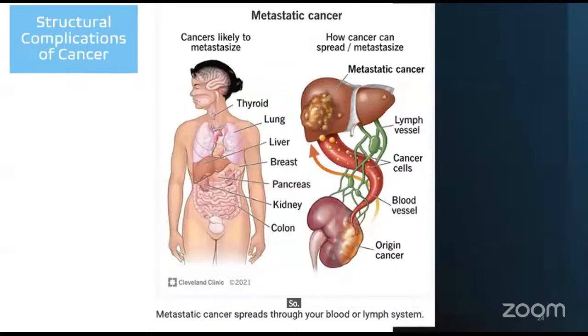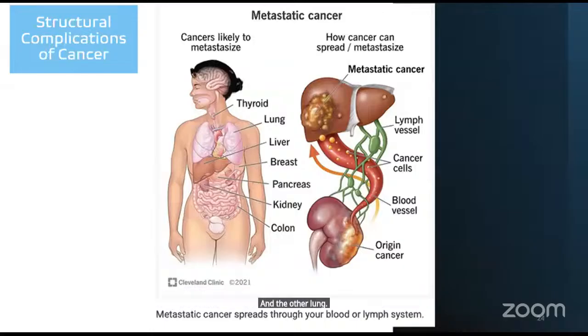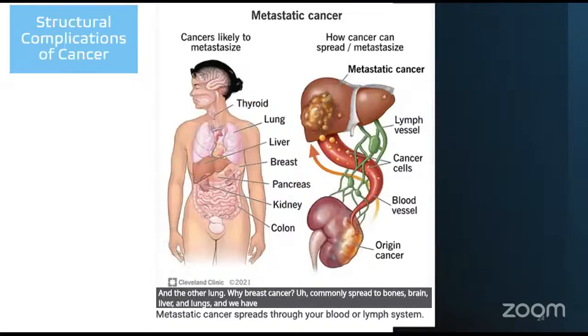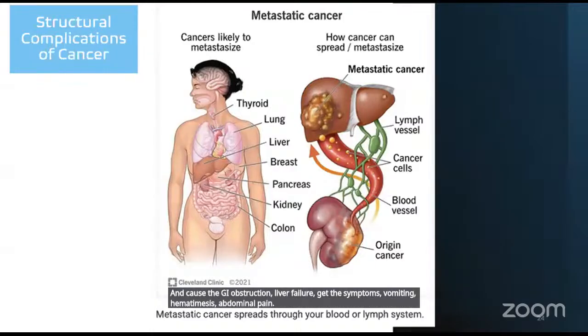It's really important to know that different types of cancer have different tendencies to spread to specific organs, which is called organotropism. As we say, prostate cancer spreads to the bones, while lung cancer can spread to the brain, bones, liver, and the other lung. Breast cancer commonly spreads to bones, brain, liver, and lungs. Colorectal cancer often spreads to the liver, lungs, and peritoneum, the lining of the abdominal cavity, and causes GI obstruction and liver failure. We get symptoms such as vomiting, hematemesis, abdominal pain, obstipation, jaundice, and others.